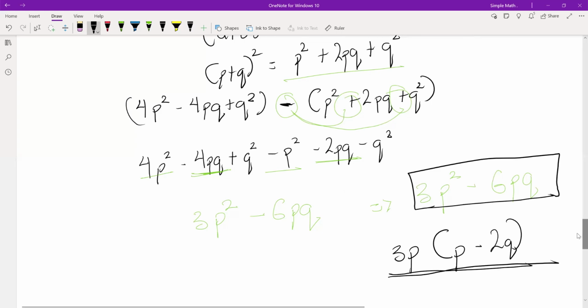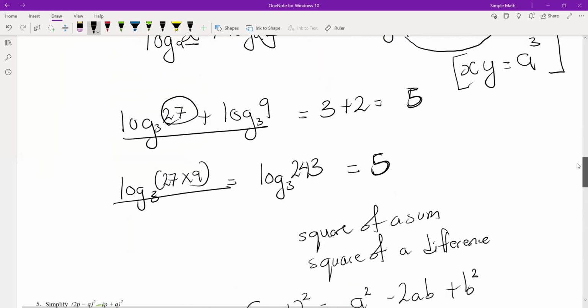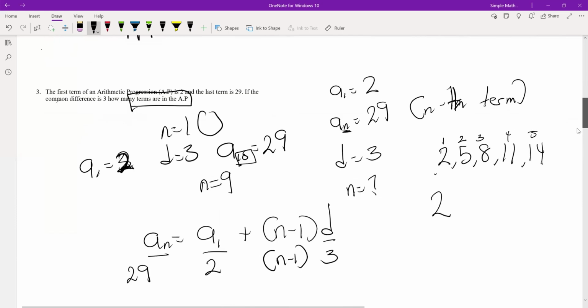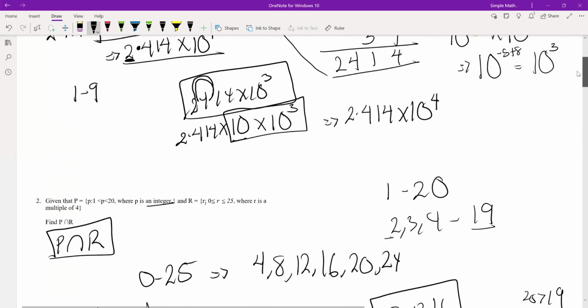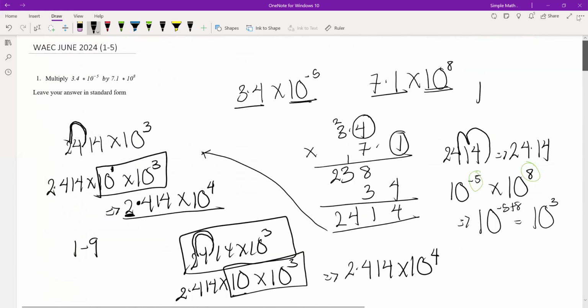Okay, so those are the first 5 questions. These questions were based on expansion, laws of logarithm, arithmetic progression, sets, and lastly just numbers.